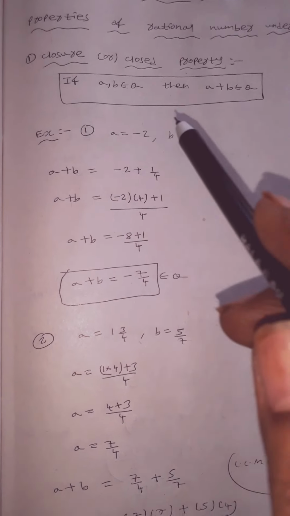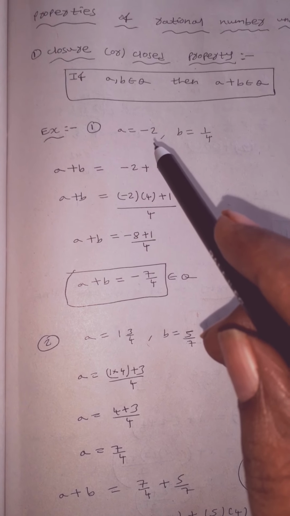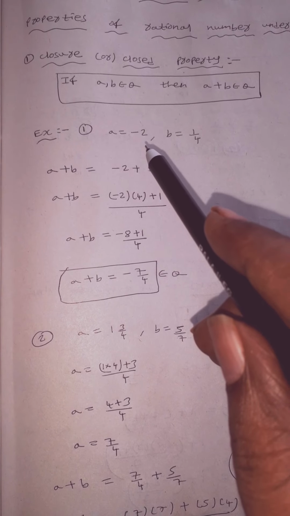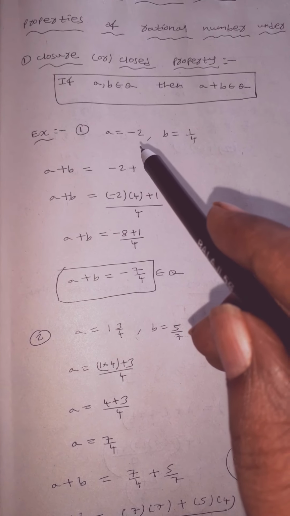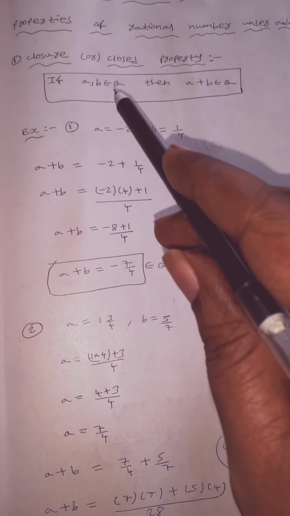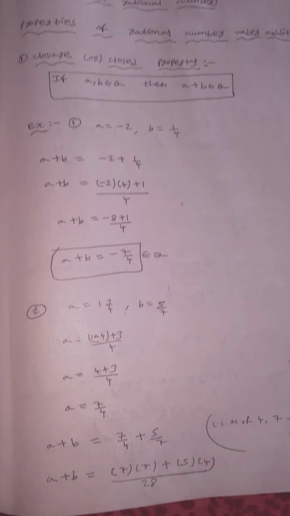So why have I taken -2, children? Every integer is also a rational number or not? So that's why I have taken it. Why? Because -2 can be written as -2 by 1, which means it belongs to Q. That's why the strict condition is there, children.